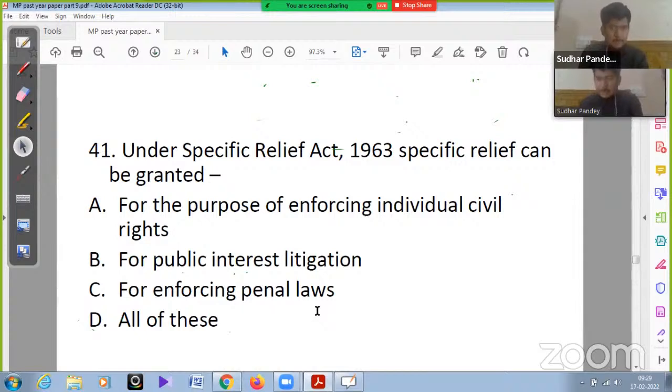Harshvardhan ji, 41, yes, Maniac Grover ji is the correct answer. 40, Ankita Gupta ji saying B. Yes, Ankita Gupta ji, B is the correct answer.